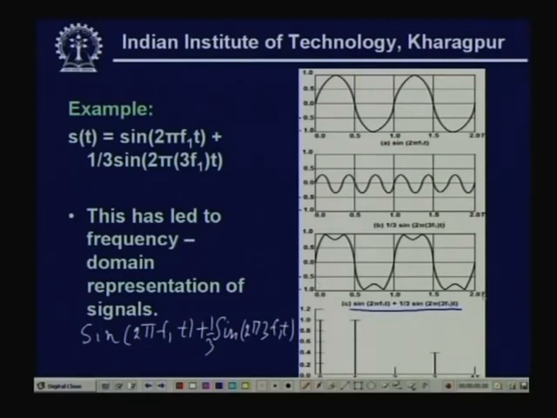However, if we analyze it with Fourier series, then we know that it has two frequency components, one of f1 and another of 3 f1. So, here you see this is the frequency domain representation. On this side you have f, and this amplitude corresponds to the amplitude of this frequency, and here 2 and 3.